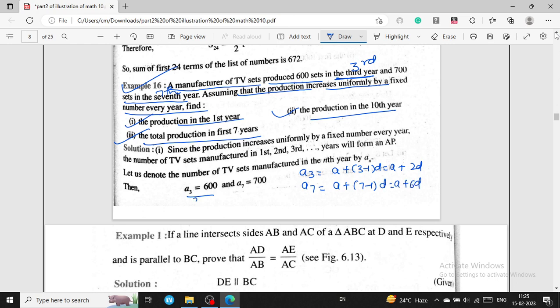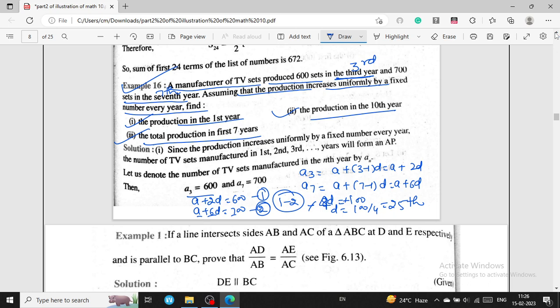Now you can write here A plus 2D is equal to 600, that is your first equation. A plus 6D is equal to 700, that is your second equation. From the first and second equations, first equation minus second equation. When we subtract, we find minus 4D is equal to minus 100. Minus cancels, D is equal to 100 by 4, which means D will be 25.